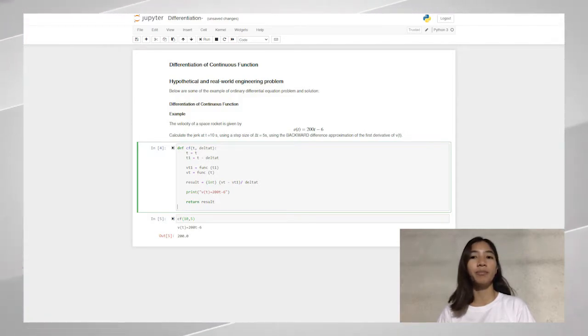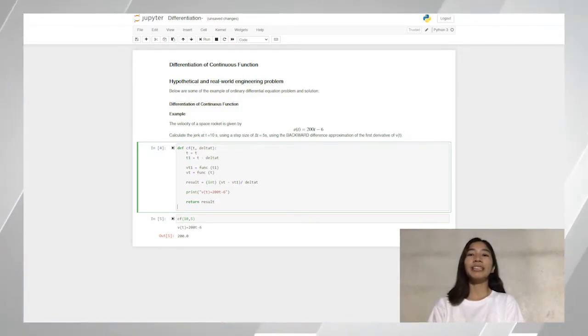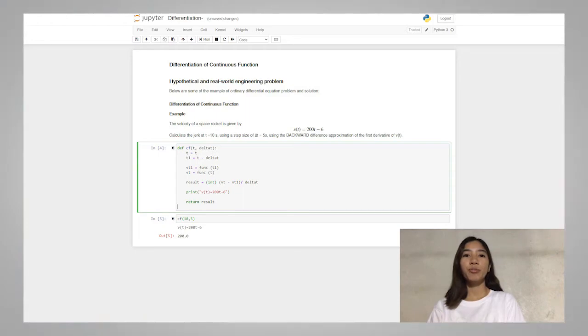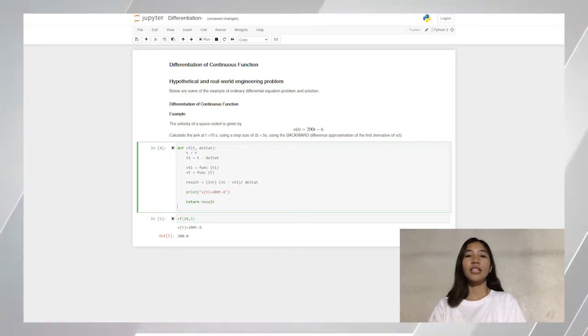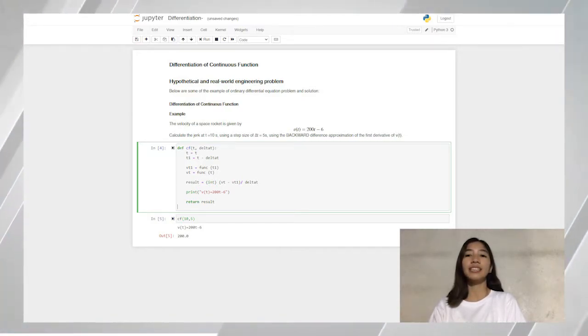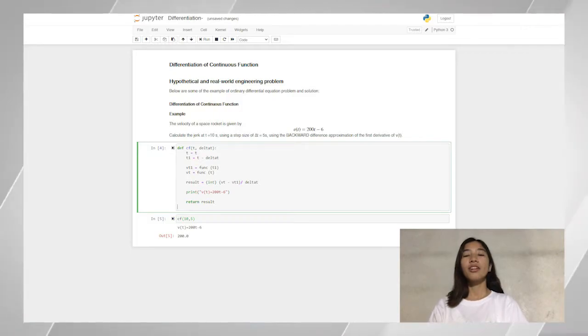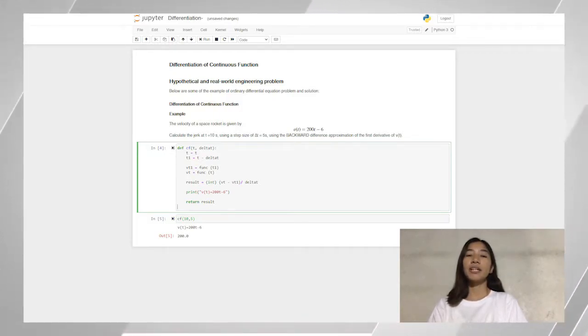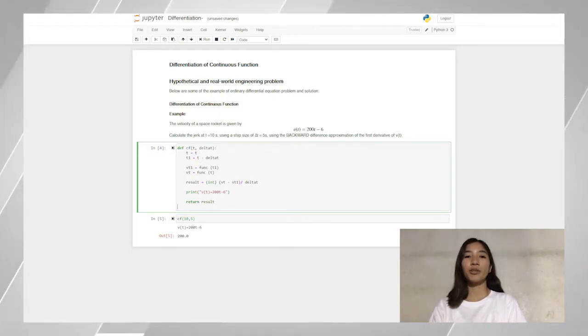Now, the code is complete, and as we run this, we obtain that a function of cf open and close parenthesis 10, 5, with v of t equal to 200t minus 6, is 200. Therefore, the velocity of the space rocket is 200 meters per second.